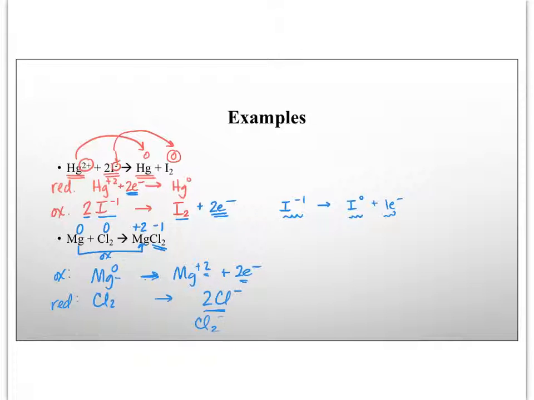We don't want to do this because that makes it appear like it's a polyatomic ion. So we always want to flip that subscript over and make it a coefficient. Now, how many electrons did it take for 2 chlorines with 0 oxidation state to change to 2 chloride ions with -1 oxidation states? It would take 2 electrons.